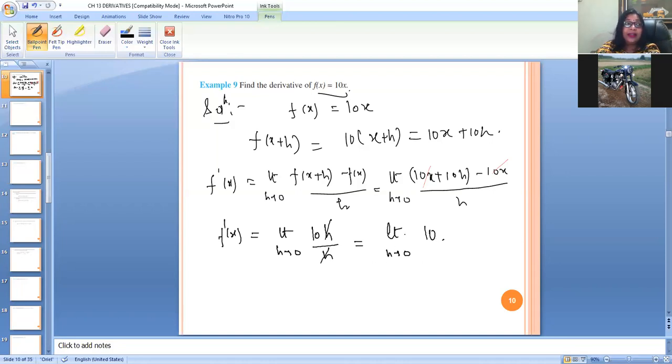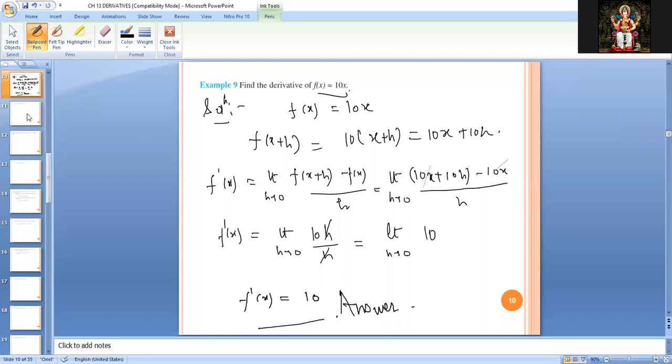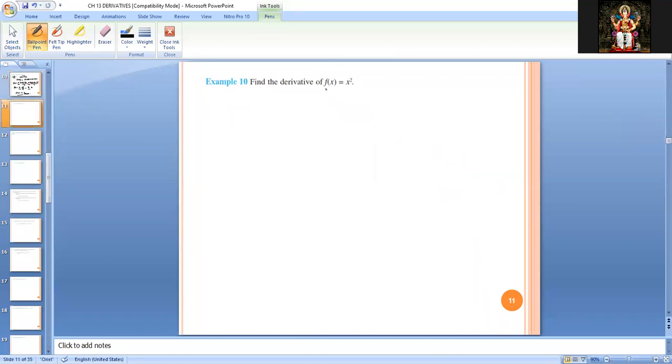Now we have to apply the limit h tending to 0. If there was an h with the 10, then we would put the value of h as 0, but now there is no h, this term is independent of h. So on applying the limit, we will get the same value, f dash x is equal to 10 as the answer. Okay, any doubt to anyone? No, ma'am. Clear? No, ma'am. Okay, then we are going for the next question.